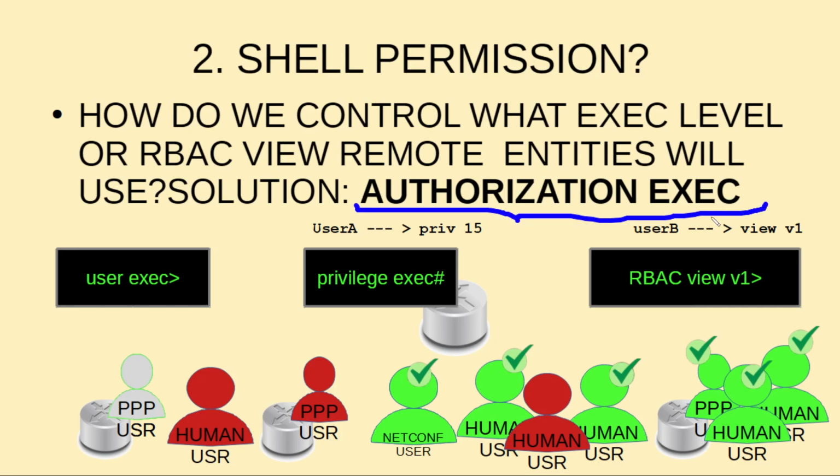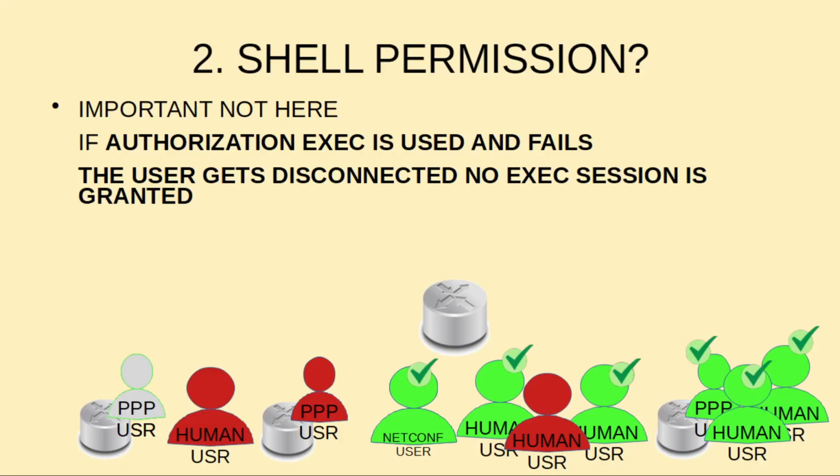With authorization exec, we are going to take into account how the users are configured. So some users may start using an RBAC view. Some users may start using the adequate privilege levels that they were configured to use. If we don't use authorization exec, everybody is going to start at privilege level 1, regardless of how the user is configured. An important note here: if the authorization exec feature is used and fails, then the user is going to get disconnected and no exec session is going to be granted.